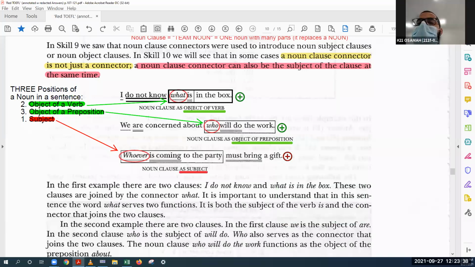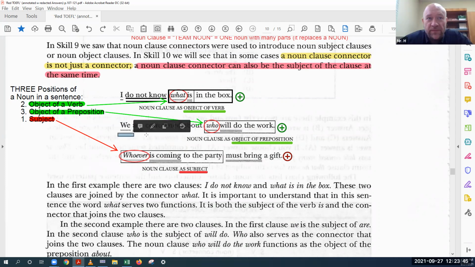We are concerned about who will do the work. Which formula is this one?